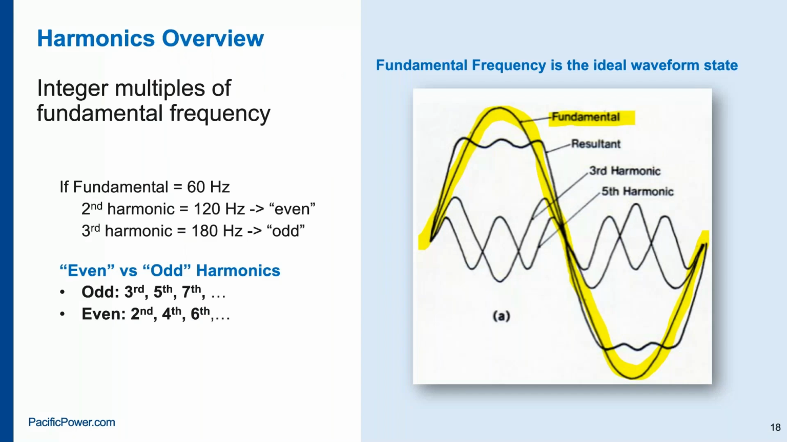So if you look on the right, you'll see highlighted the fundamental. That's our 60 hertz signal in this example, and that is what we ideally want, right? But in the real world, ideal is very hard to come by, or simply doesn't exist. So you may have, in this example, a third and fifth harmonic, and what ends up happening is you get the resultant, or your device sees the resultant.